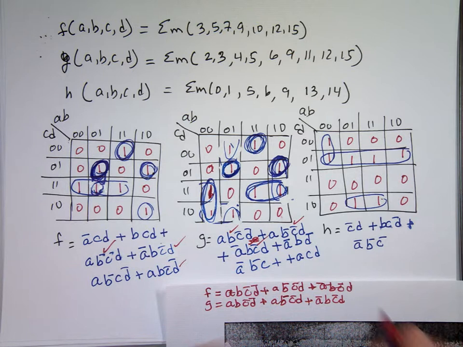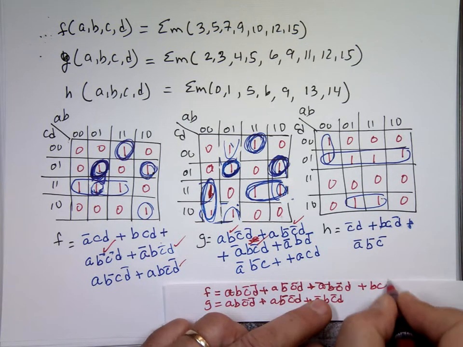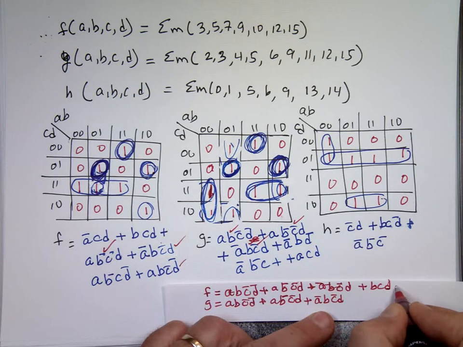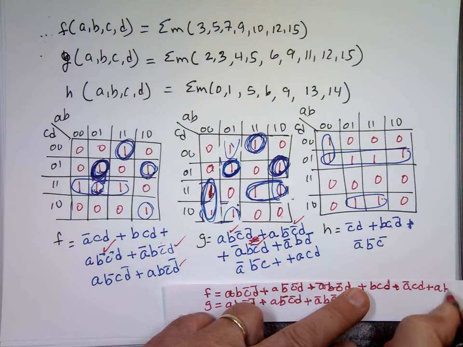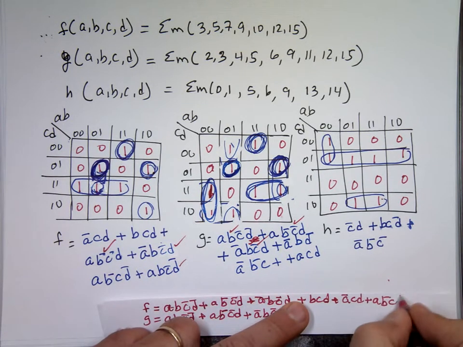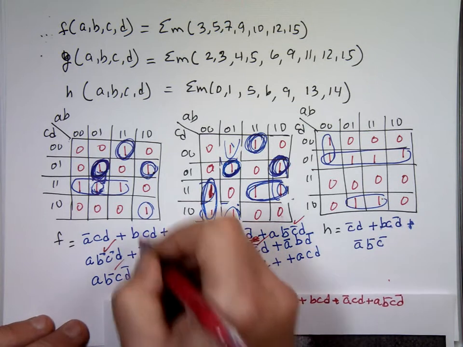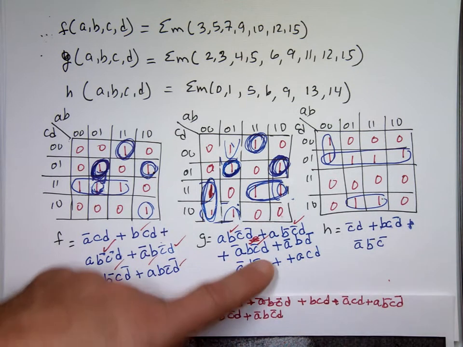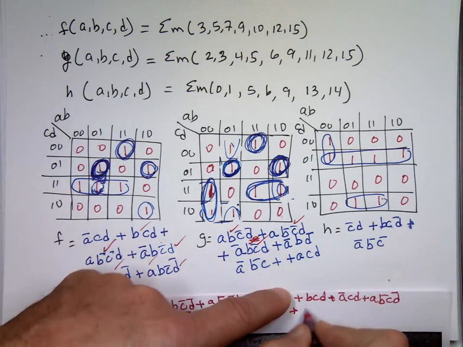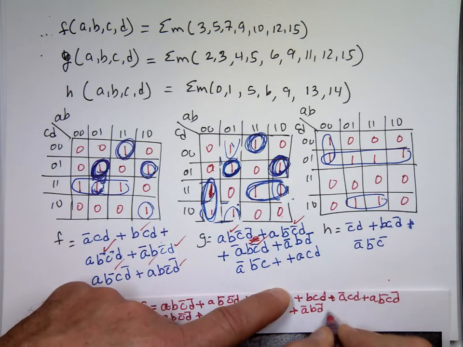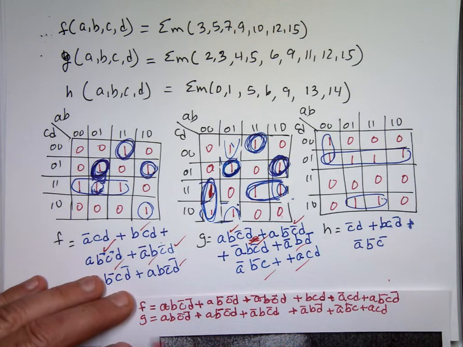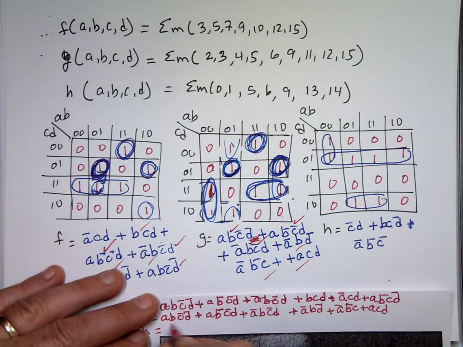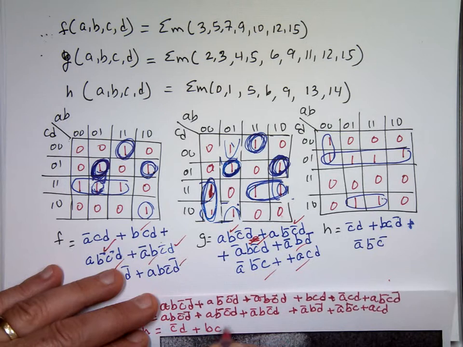B, C, D plus A bar, C, D plus A, B bar, C, and D bar. Done with this. This one I get the top three, the first three. What's left? A bar, B, D bar plus A bar, B bar, C plus A, C, D. Done. And the last one, H, C bar, D plus B, C, D bar plus A bar, B bar, C bar.